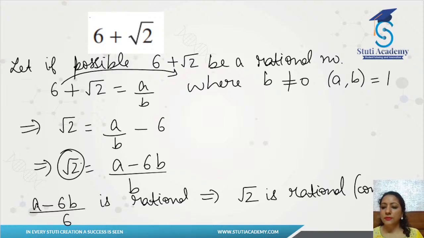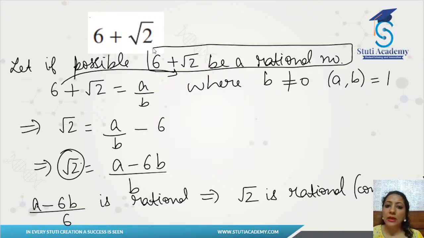It's a contradiction because we've just proved that root 2 is an irrational number. Thus our assumption was wrong. 6 plus root 2 being a rational number is a wrong statement. Finally, we can conclude 6 plus root 2 is an irrational number.